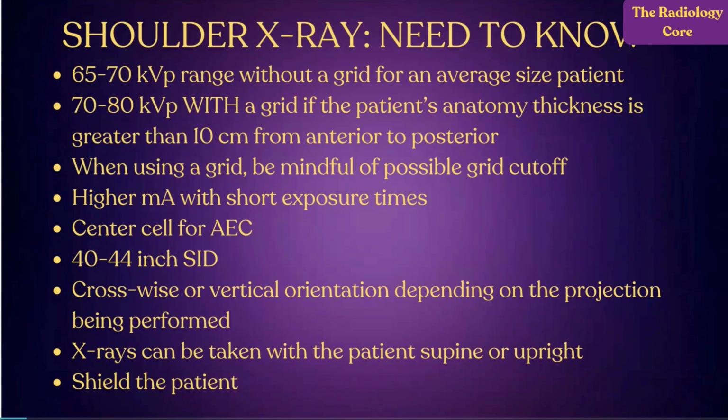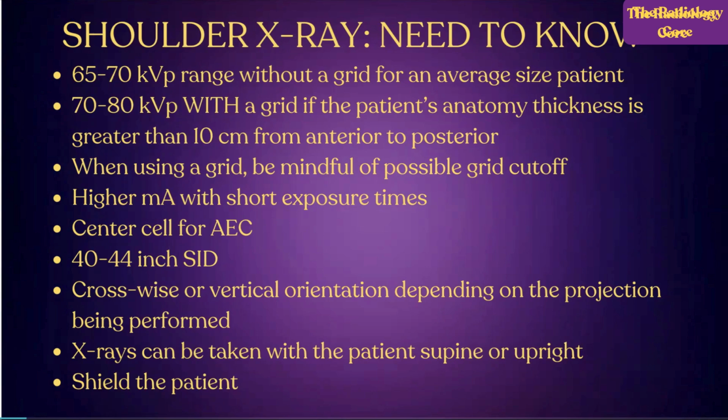If you're using AEC, you're going to want to center for the center cell for AEC, with a SID of 40 to 44 inches. And depending on which projection you're going to do, you're going to want to use either a crosswise or a vertical orientation. For instance, if you're doing an AP neutral, internal, external, or an axillary view, you're going to want to use a crosswise image receptor. If you're doing a Grashey view or a Y view, you could get away with using a vertical orientation.